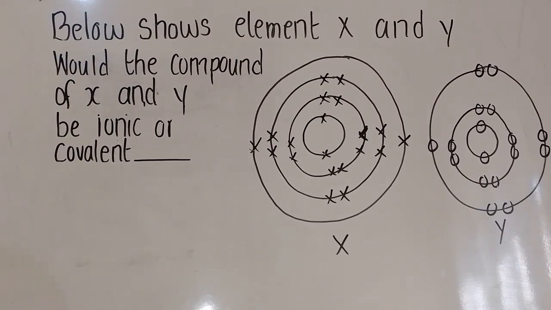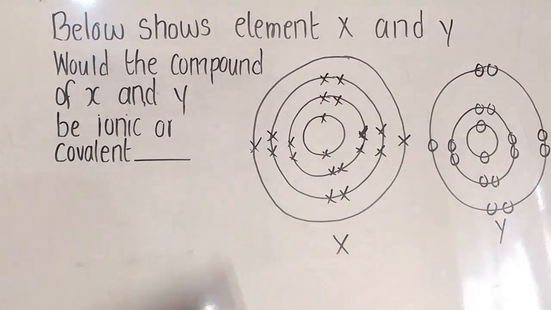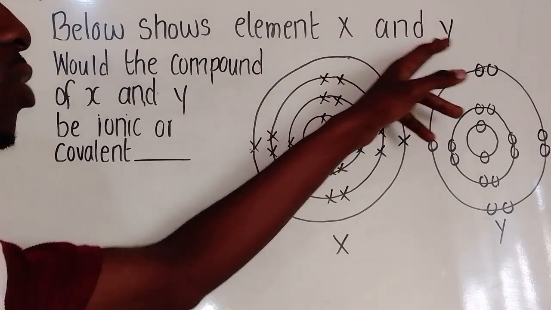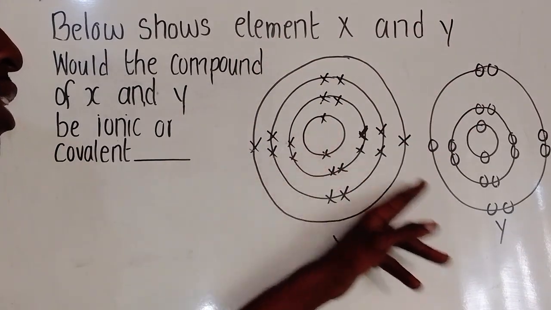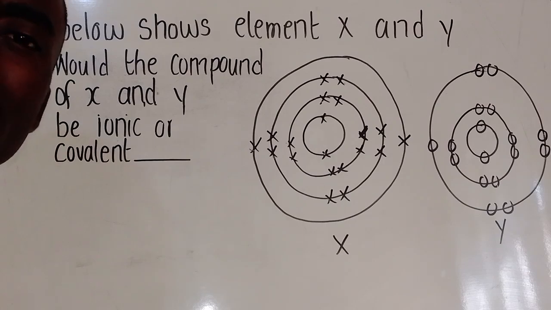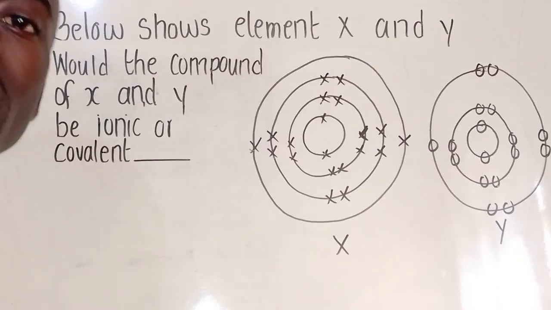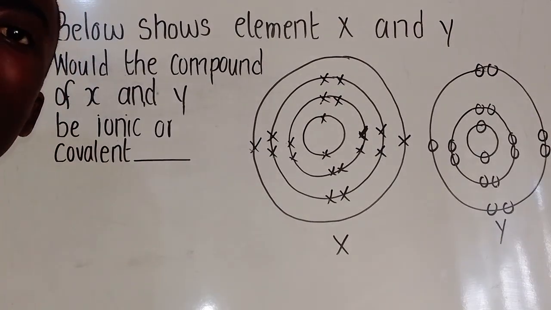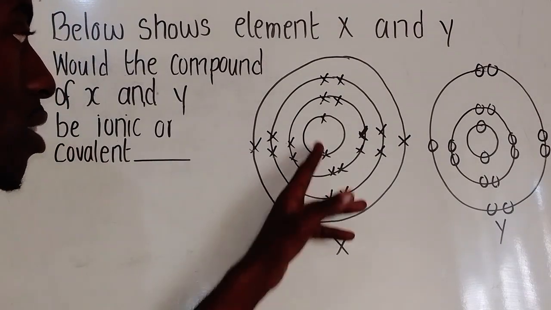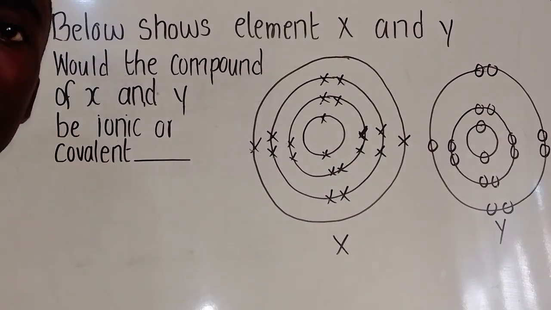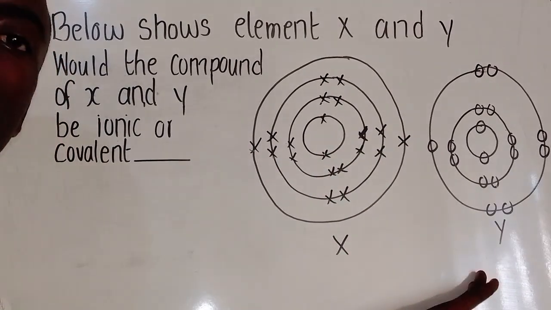Okay, so we have a chemistry question that says below shows element X and Y. So element X and element Y. You need to understand that when they say an element, it is just a pure substance that cannot be split into two or more simple substances. These you see here are atoms of element X and element Y.